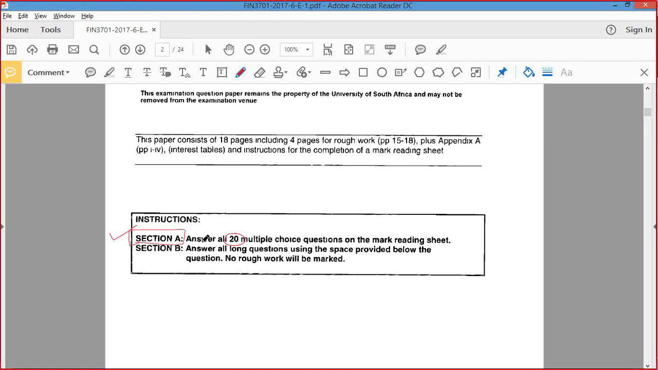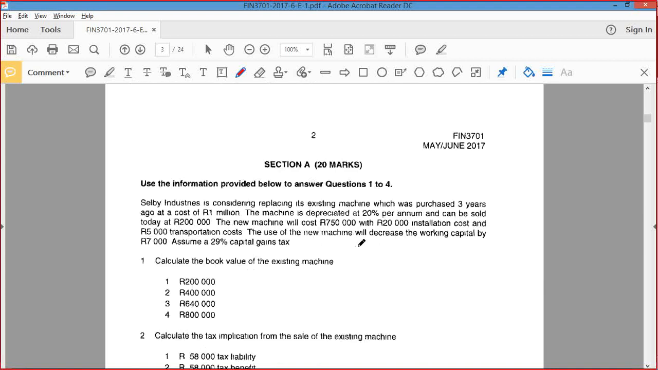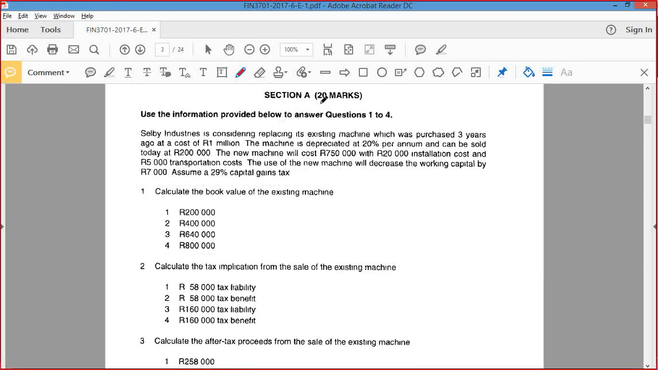Okay, so section A, 20 multiple choice questions. Some are quite simple, some require calculations. You'll see when we go through them. Right, section A counts 20 marks. 20 out of 70 is not enough to pass. So you can't rely on multiple choice to pass the exam. You do need to focus a lot on the written questions.